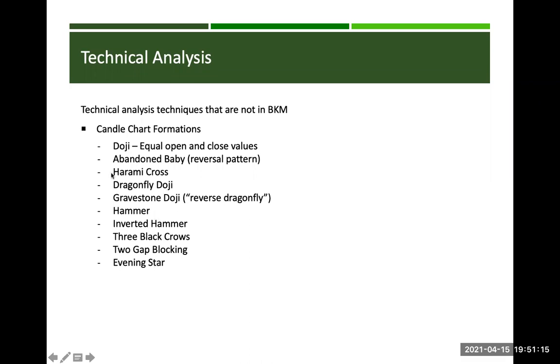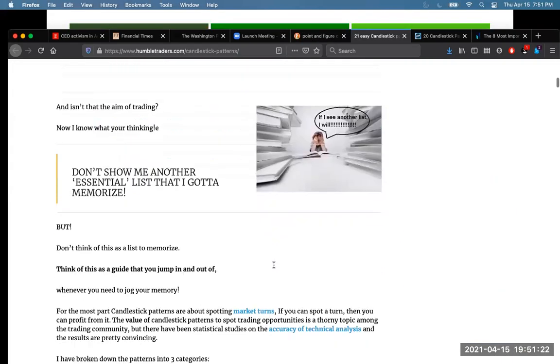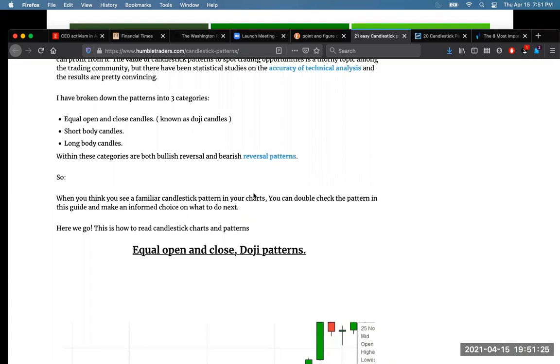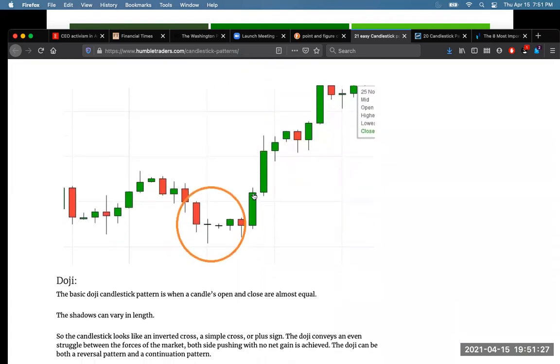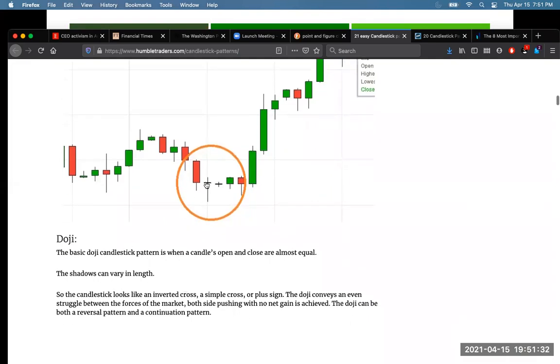But these are shapes in a candle chart formation. So let's take a quick look. Here they are. This is one of the best sites I've seen in terms of looking at what are some candle chart formation patterns. These are doji. The color of the bar tells you whether it moved up from the open or moved down from the open. So open, high, close, low.